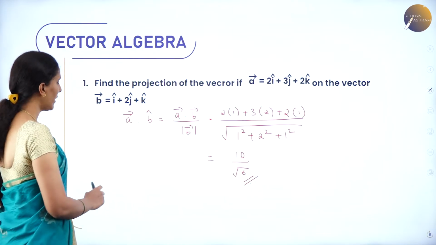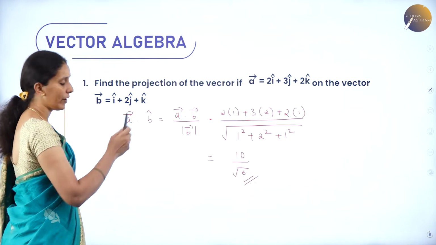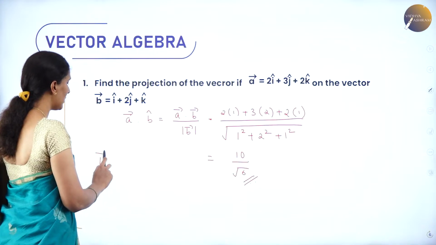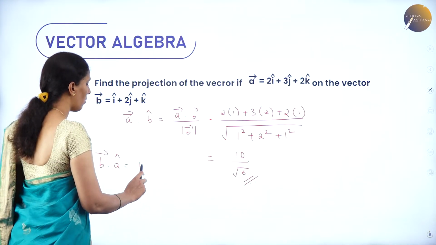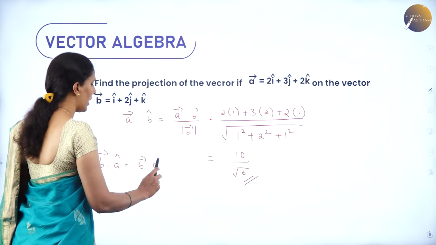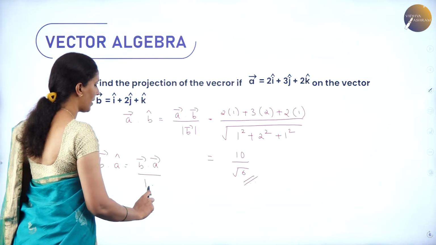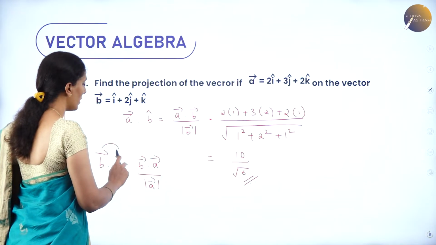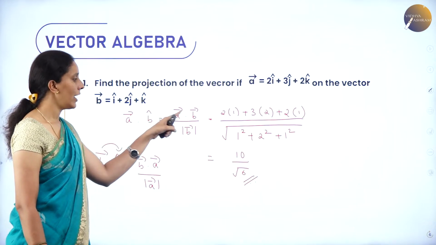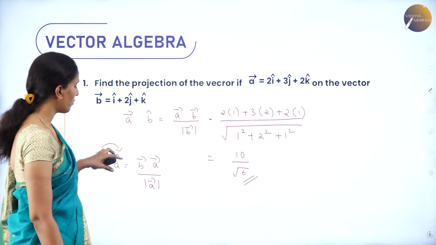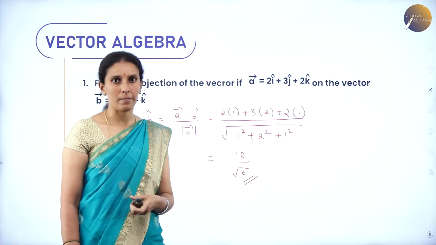We can also find out the projection of vector B on vector A. That is, the formula is like this. Vector B on A: we just need to take A cap, which is A divided by the magnitude of vector A. So, B on A means it is A dot B by magnitude of vector A. A on B means it is A dot B by magnitude of vector B. So, we can also find the projection of vector B on vector A.